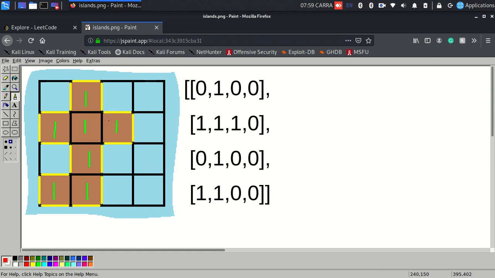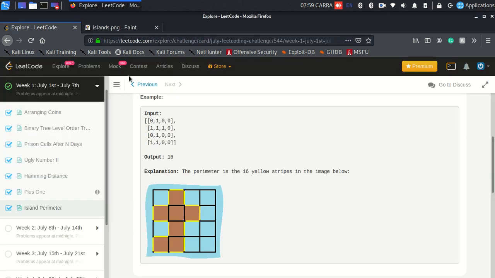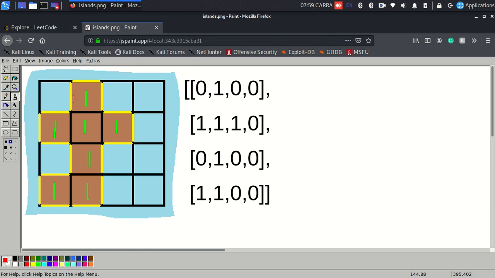So how do I get this answer 16? If you see, let's just try to simulate our example that we had, the logic that we just built up, and solve this. So for this particular one, I am marking a red tick on all the islands that I have considered, all the pieces of land.